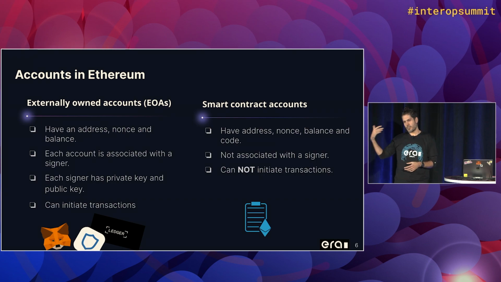On the other hand, we have smart contract accounts. They have an address, a nonce, a balance, but they also have the code of the smart contract itself. These accounts are not associated with any signer, and very, very important, they cannot initiate transactions. What this means is that you can transfer ETH from your MetaMask to a smart contract account, or just to a smart contract. But if you want to withdraw that ETH from the smart contract, you cannot do it actively from the smart contract account. You need to have a withdrawal method, let's say. So that's very, very important.